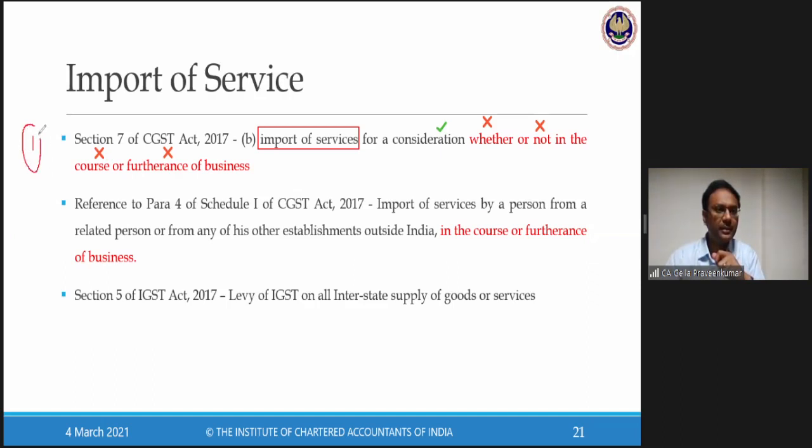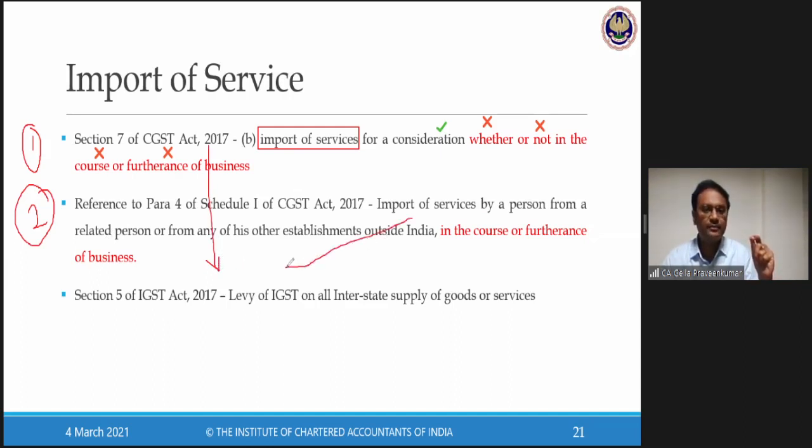this is a place where supply is there for a consideration. This is an example where supply is there not for a consideration. So these two things together, Section 5 says it is an interstate supply. The moment it is an interstate supply, there is a levy of IGST. There is a levy of IGST.